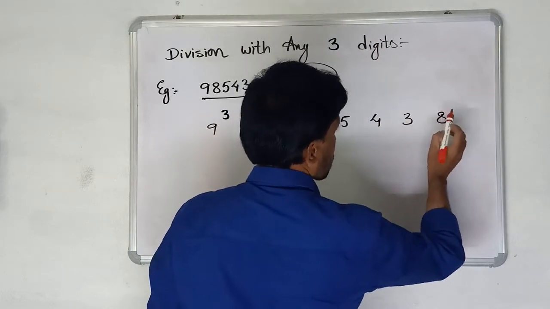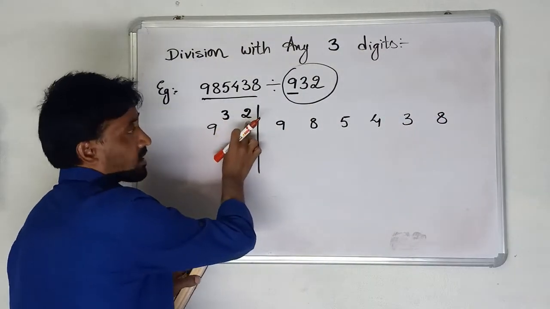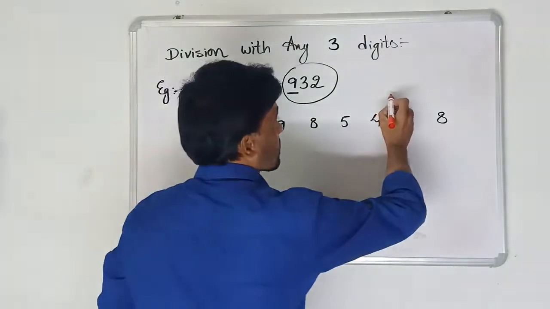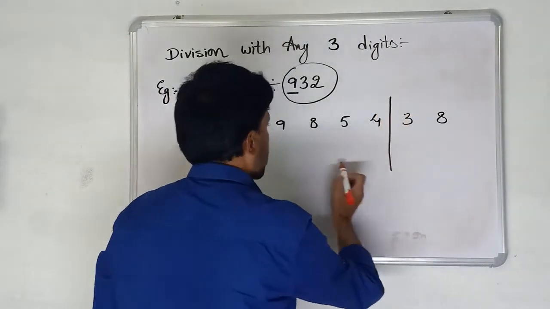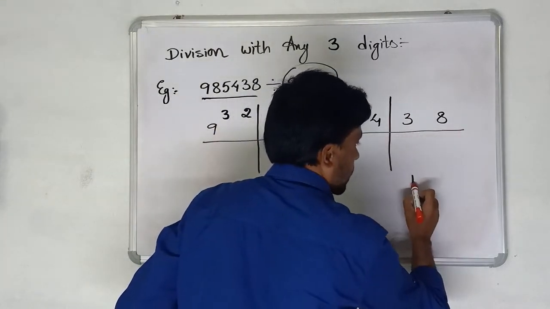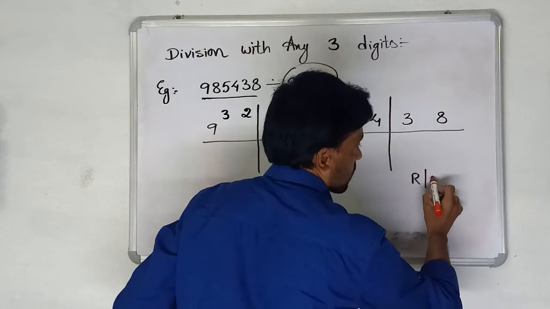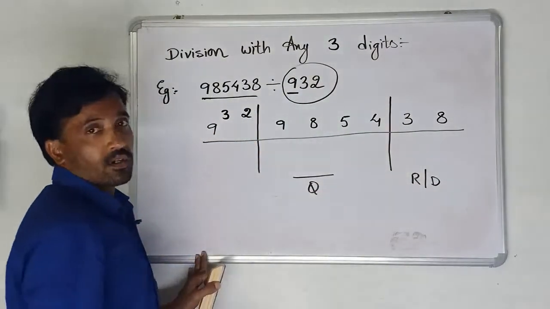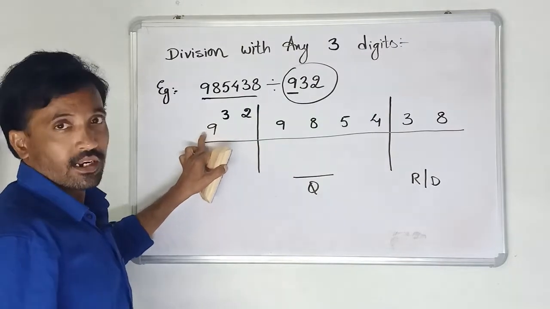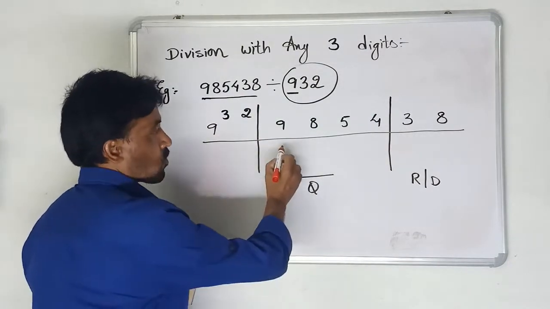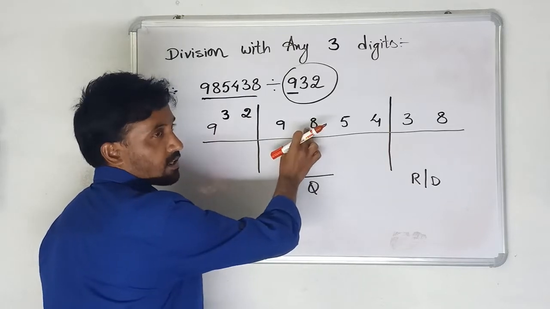After that, for as many digits as are in the suffix of the divisor, from your right-hand side take a partition. This is known as the remainder or decimal part, and this is the quotient part. Now we can manage with the 9 table. 9 divides with 9 how many times? 1 time.